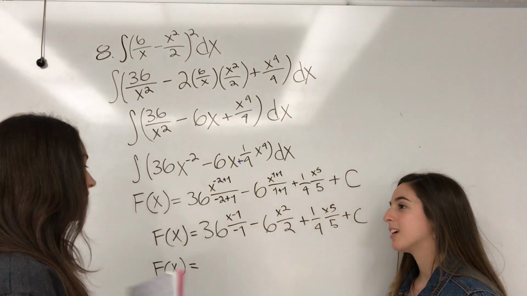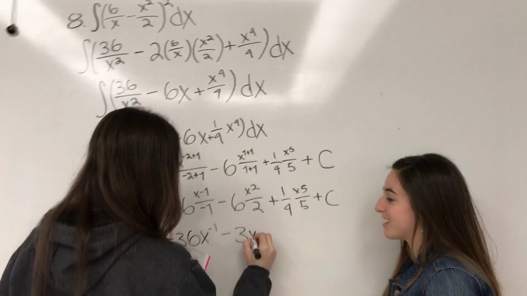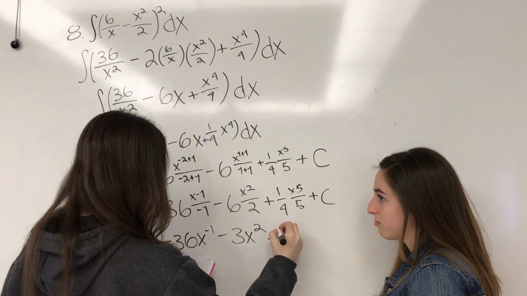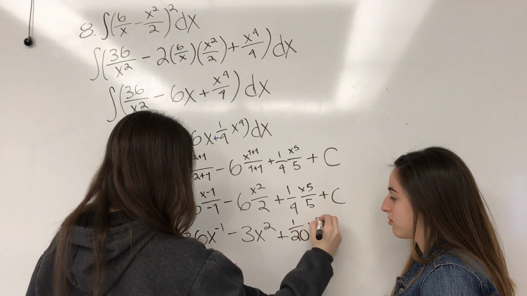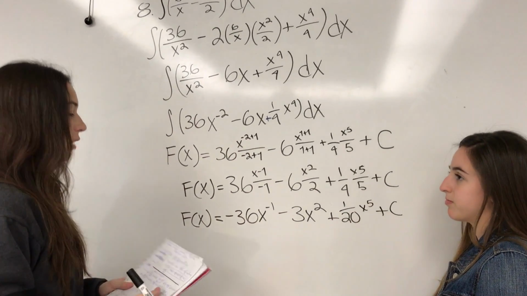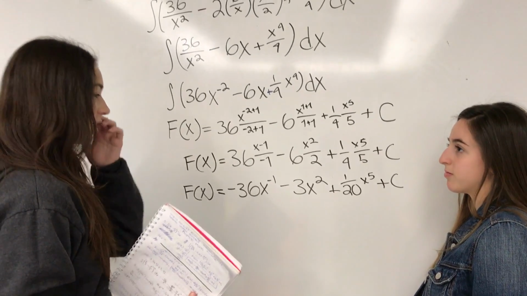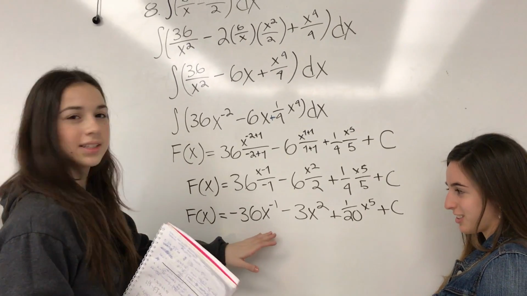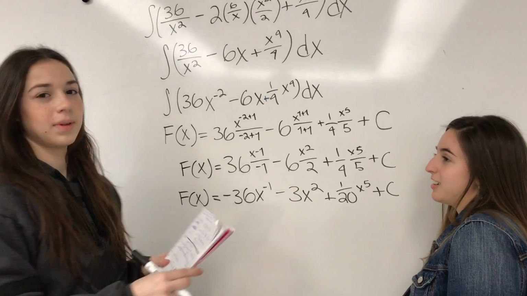Now we're going to simplify. And now we're going to rewrite by passing our negative exponents to the denominator. And that will be our final answer.